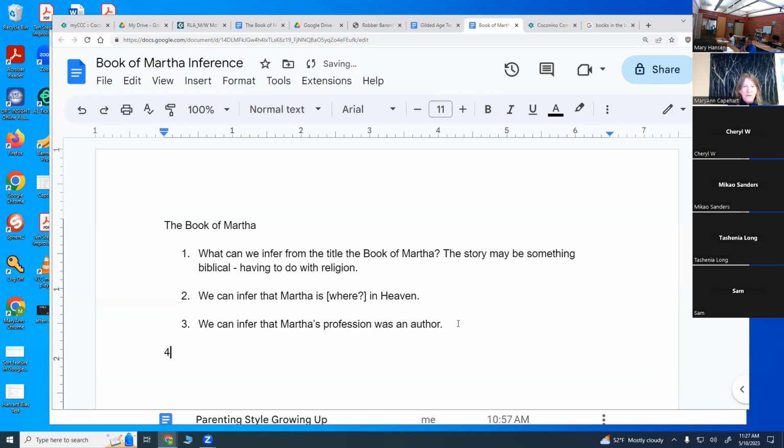Now we don't infer when they tell us directly. So that's not inferring. Inferring is you kind of have to put the pieces together. They don't say she was an author. They just say she was finishing her fifth book. So you can infer that she was an author. That's what inferring is like. You're making a guess based on what you're reading, the evidence.